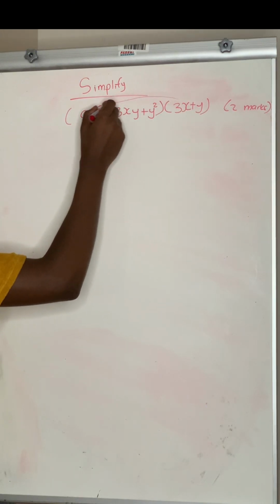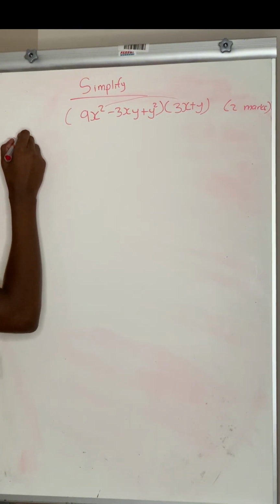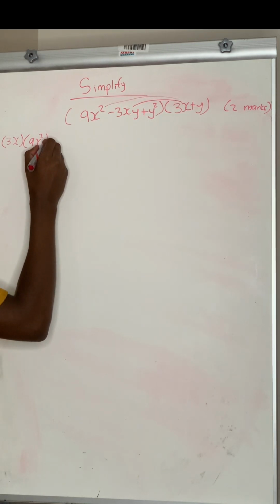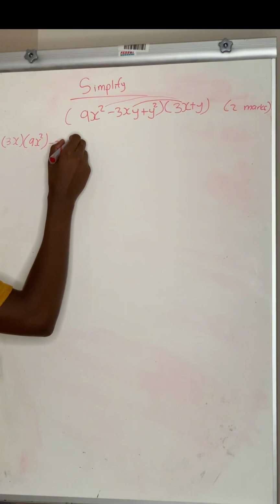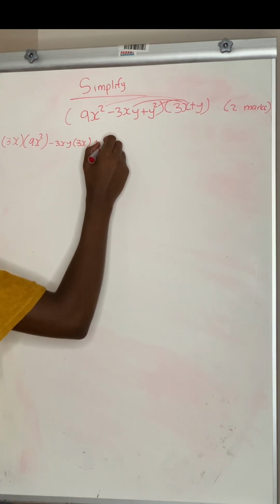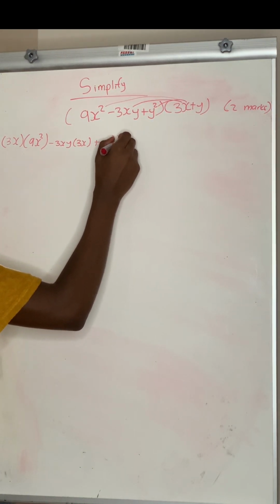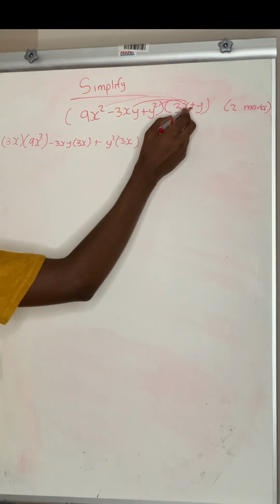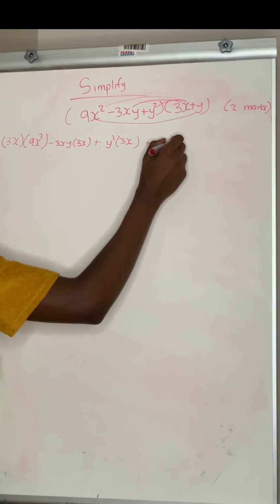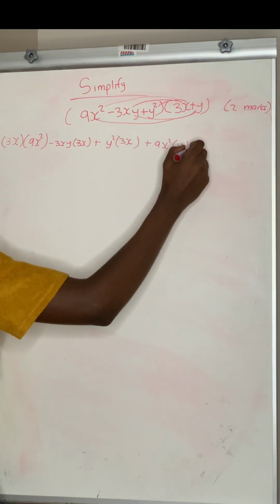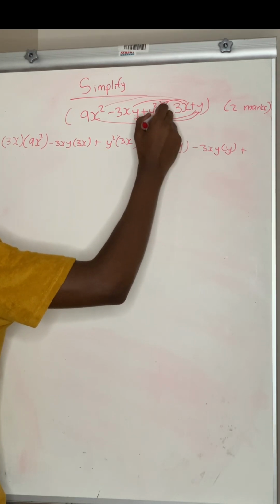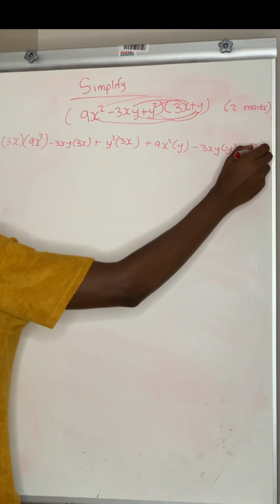So it's going to be 3x times 9x squared, and then 3x times negative 3xy, so negative 3xy times 3x, and then 3x times y squared, so y squared times 3x. And then we're going to multiply this y with every term again, so it's going to be y times 9x squared, so 9x squared times y, and then y times negative 3xy times y, and then this y squared times y again, y squared multiplied by y.